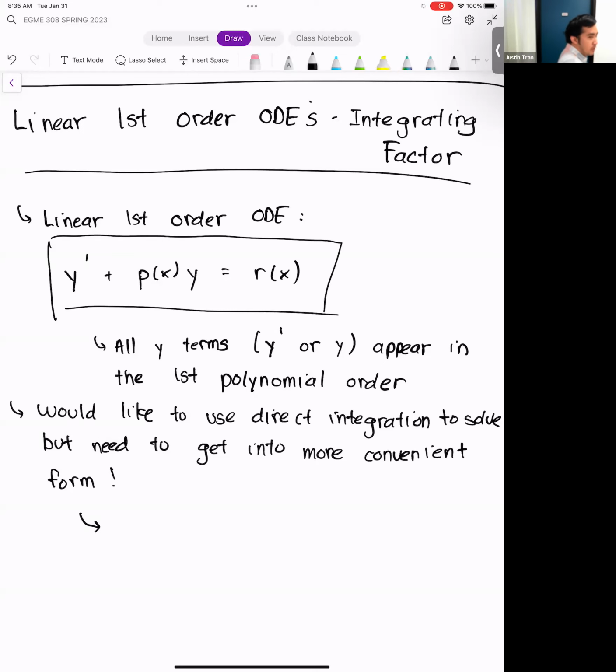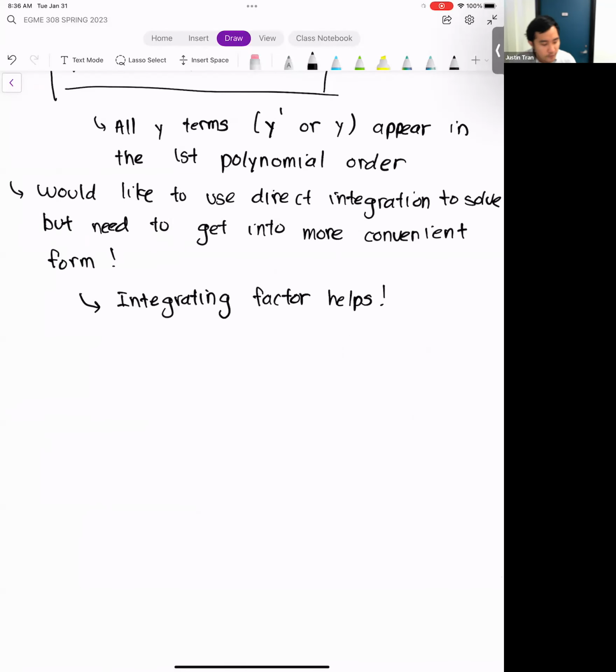And so this is where we introduce the concept of an integrating factor. The reason we call it an integrating factor is that it's a special function where we basically multiply it by our equation to get it into a convenient form. And so the way an integrating factor works, in essence, is you're going to be multiplying that integrating factor by this entire equation.